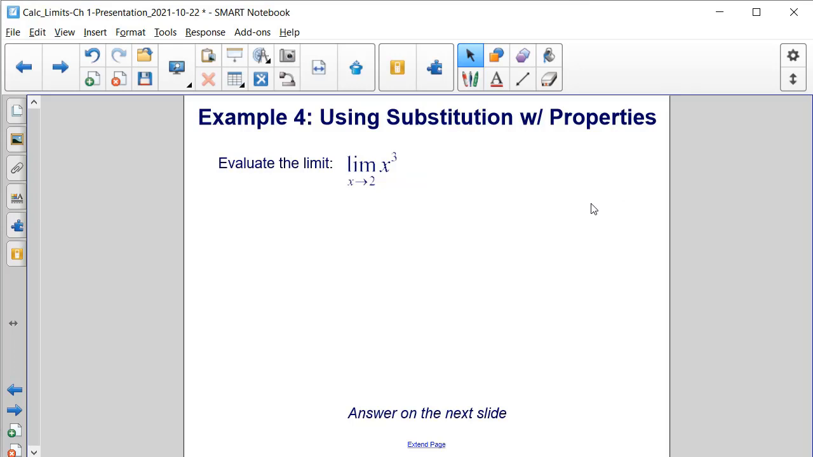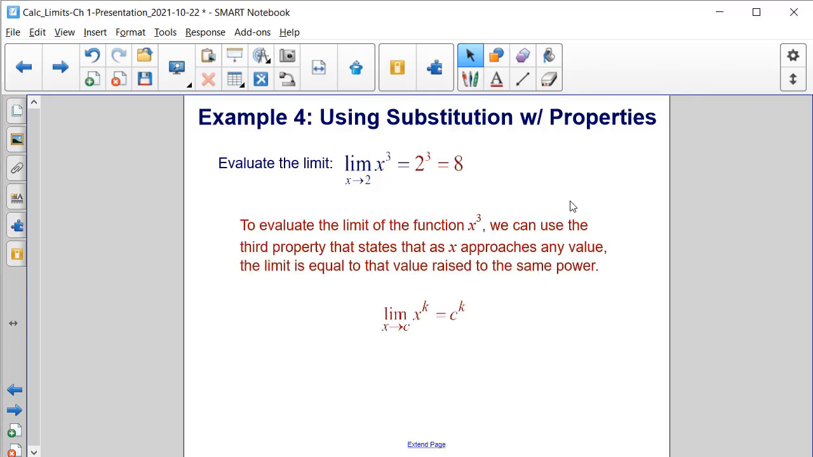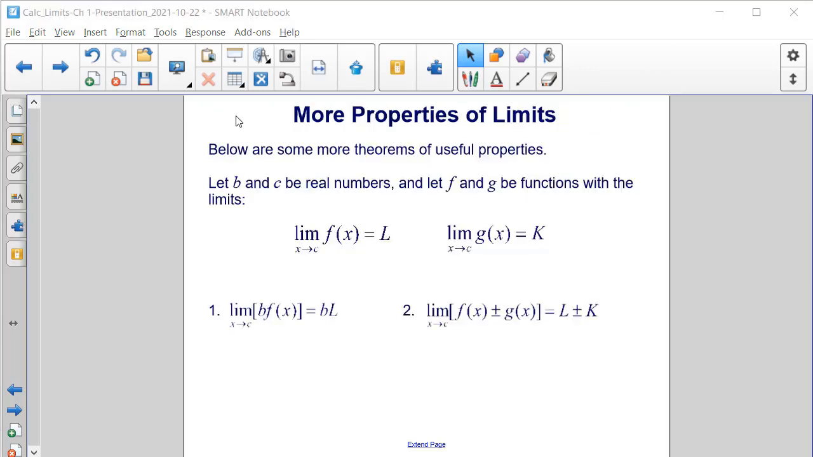Evaluate the limit of x cubed as x approaches 2. Let's see what it is. To evaluate the limit of this function x cubed, we can use the third property that states that as x approaches any value, the limit is equal to that value raised to the same power. Or in symbolic terms, the limit of x to the k as x approaches c is equal to c raised to the k power. So we have 2 raised to the third power, which is equal to 8.